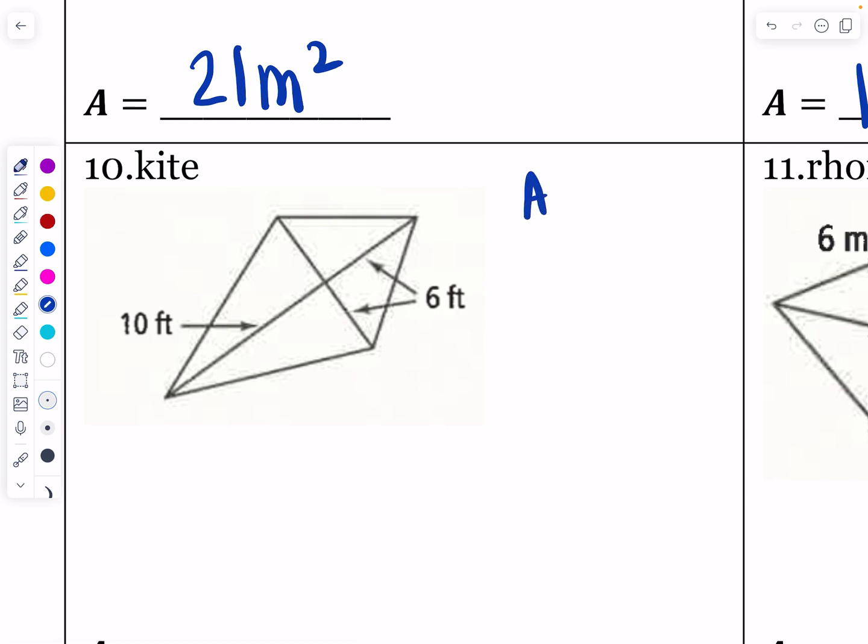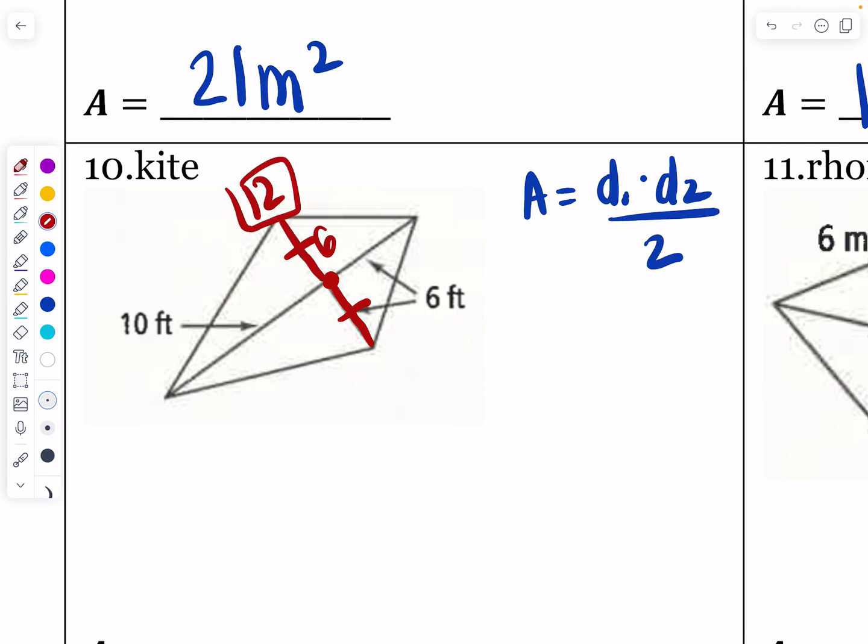All right, let's trace our diagonals. Same thing, area equals D1 times D2 divided by 2. So let's trace our diagonals. This piece is 6. We know that the short diagonal gets bisected in a kite, so this is also 6. That makes that a diagonal of 12. In my other diagonal, I have 10, and this is pointing to the 6, so that's a diagonal of 16.